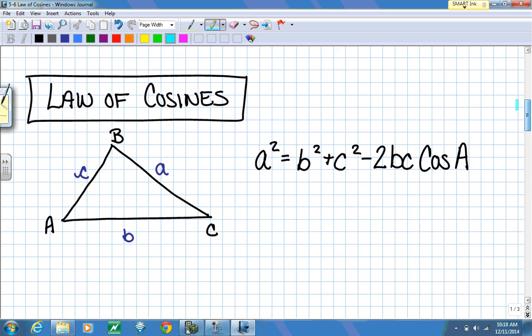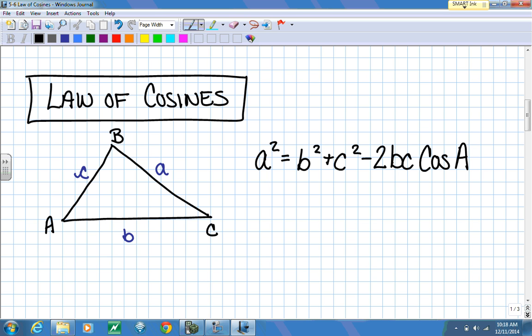So a review of the formula for the law of cosines is right here. We're going to use angle A, angle B, and angle C, and then little a, little b, and little c. A reminder that little a is opposite of angle A, little b is opposite of angle B, and little c is opposite of angle C.